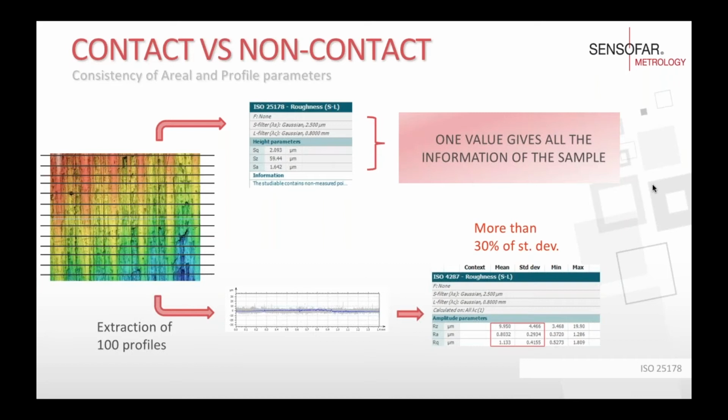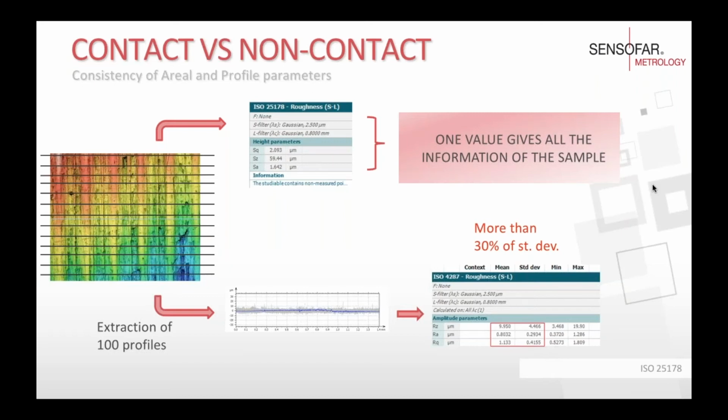Well, if we want to do this with a stylus profiler, we need to do as many profiles as we need in order to cover the whole surface. So in this case, we have done 100 profiles. Then for each of those profiles, we need to calculate the roughness parameters. Afterwards, we do a mean and a standard deviation, and then we would have characterized that surface.